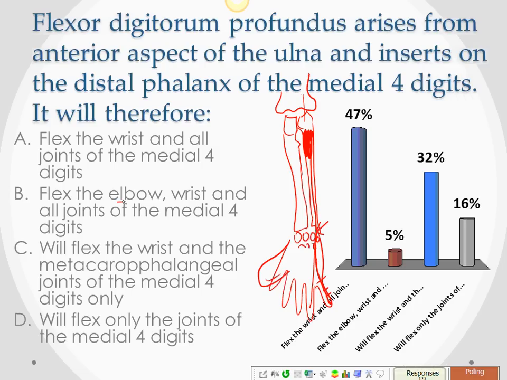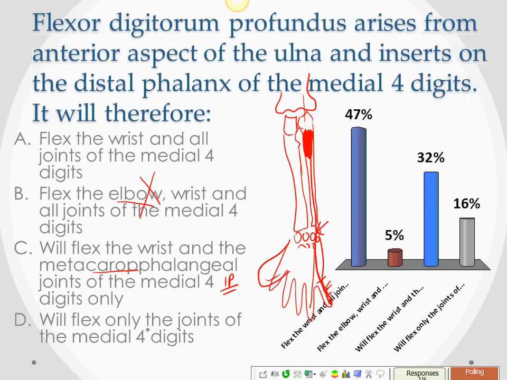Here it says it will flex the elbow. It cannot flex the elbow because it's not crossed it. It has arisen below the elbow. Okay? Here it says it will flex the wrist and the metacarpophalangeal joints. Just that. But what happens to all these little joints? Because it's going right up to the distal phalanx. It's not mentioning anything about the interphalangeal joints. So that's why this is not the correct answer.